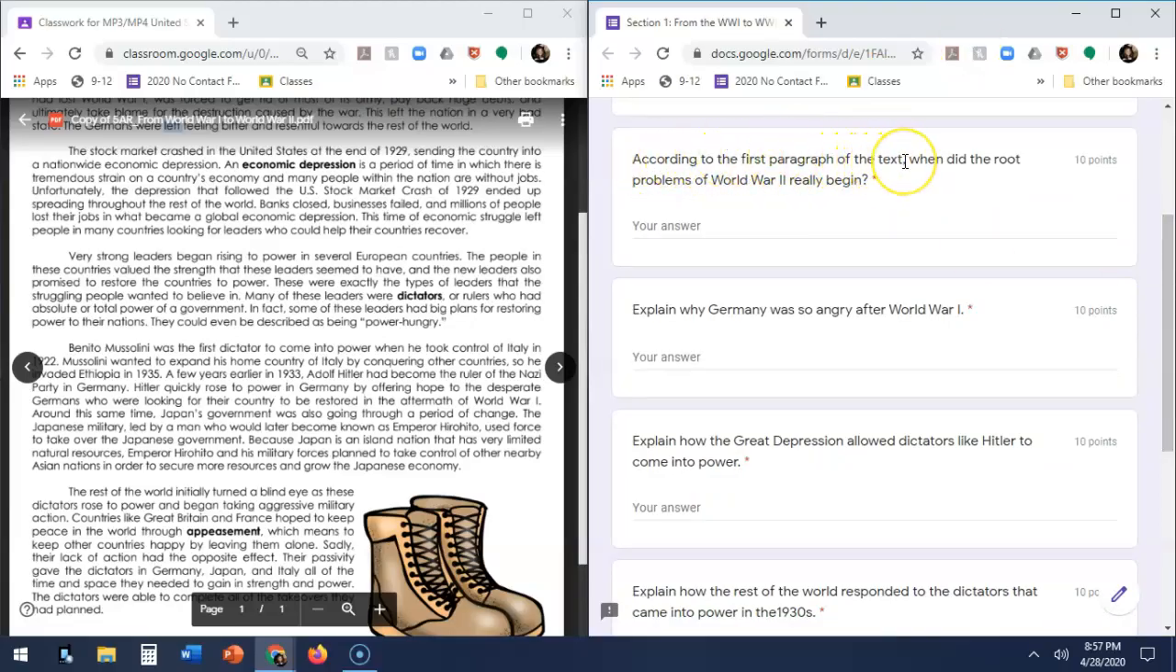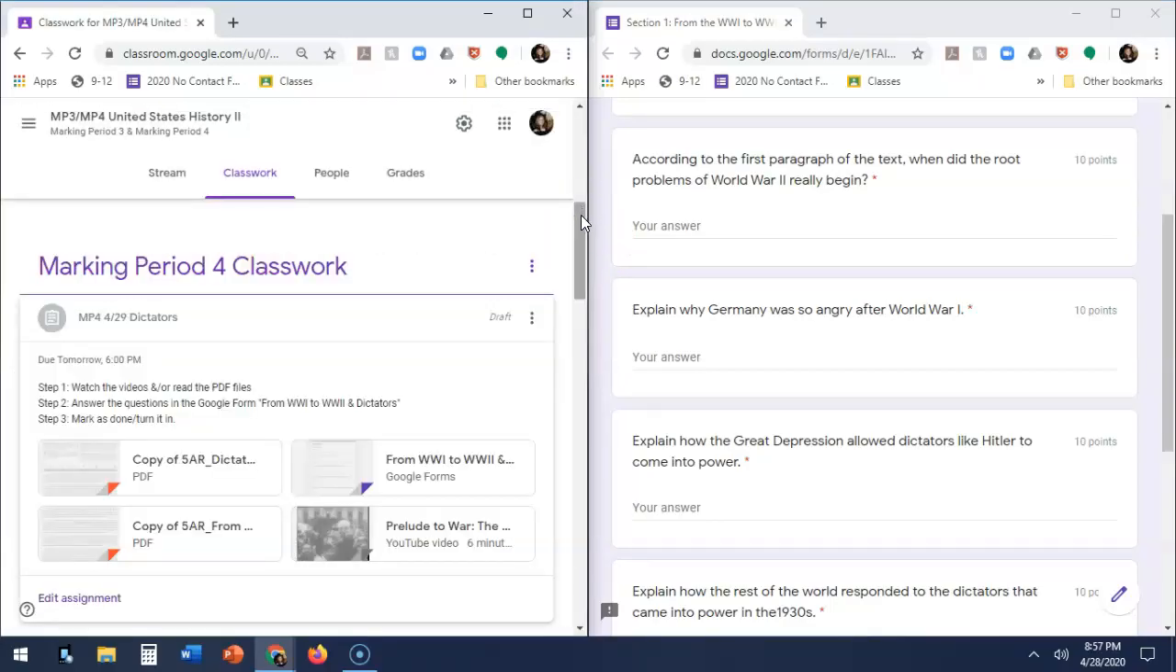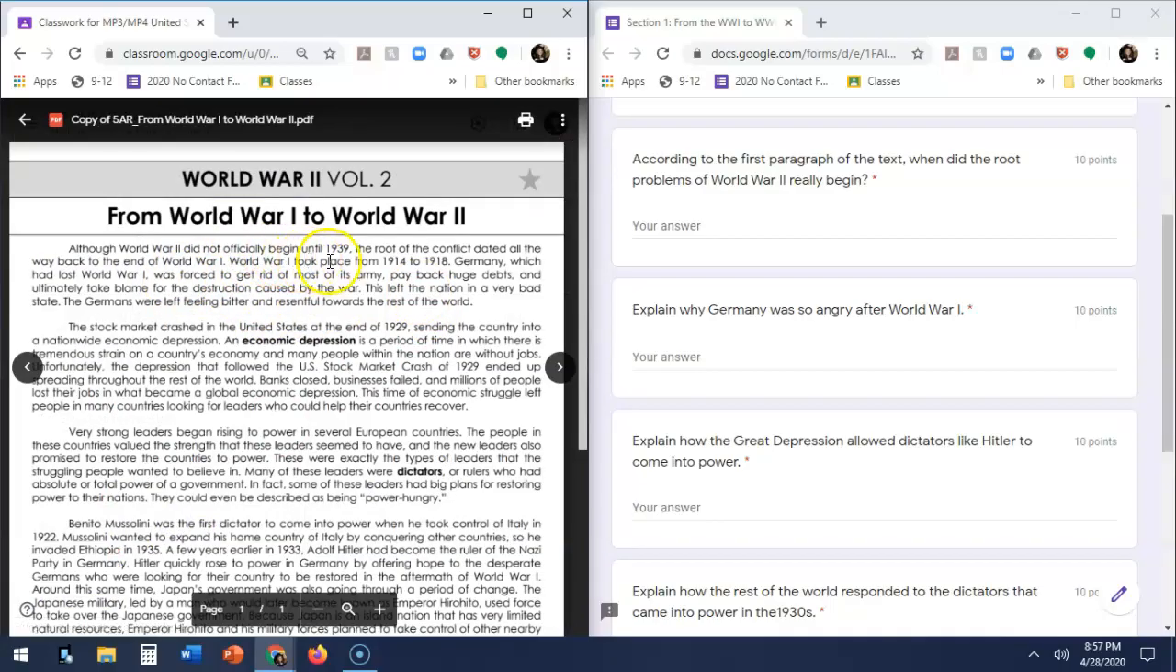So according to the first paragraph of the text, when did the root problems of World War II really begin? All right, so if we go back up to the first paragraph, it tells you when it actually began. Why was Germany so angry? You're going to find that in the first paragraph too. Explain how the Great Depression allowed dictators like Hitler to come into power. All right, so that's going to be the second paragraph. You might be able to find something in the third, but mostly the second paragraph.